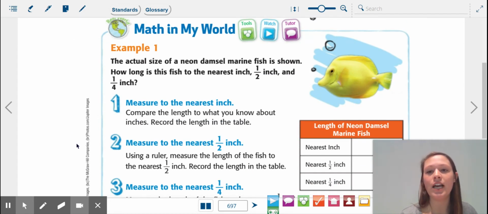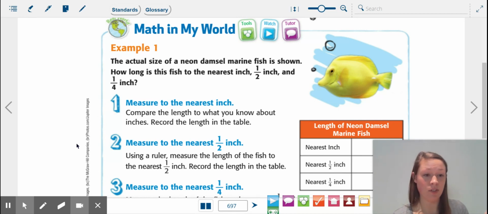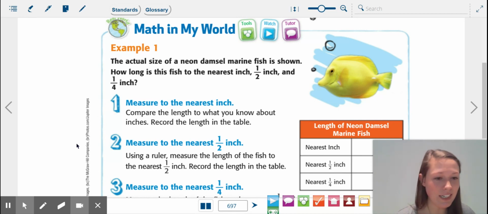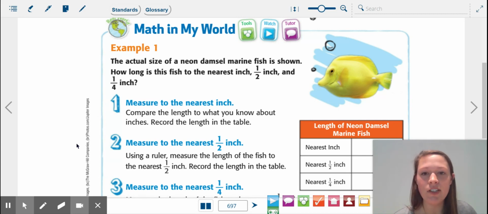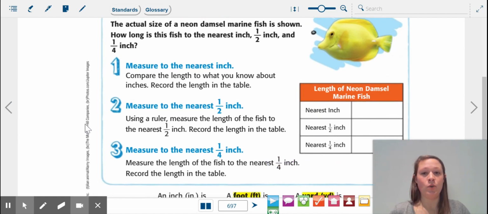Math in my world. The actual size of a neon damsel marine fish is shown. So that's how big it is in real life. It's kind of really little, really cute. How long is the fish? To the nearest inch, half inch, and 1/4 inch. Okay, so you will need a ruler.